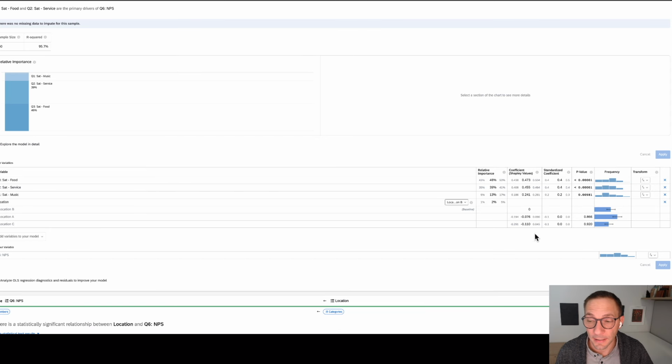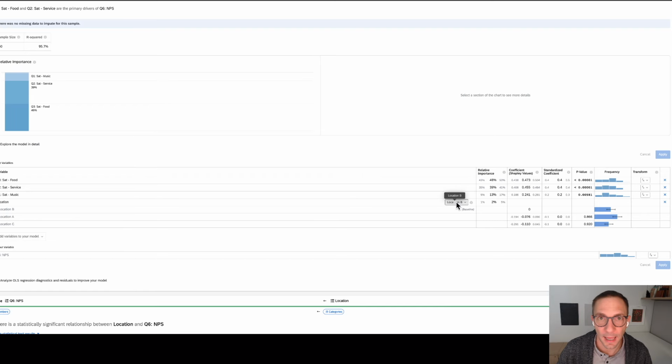Now these betas in this case are both negative, okay? So I'd say as we move from location B to location A, it drops. So they have a lower NPS for location A than location B, and they also have a lower NPS for location C than location B. All right. Of course, that's not significant, so we're just trying to understand this beta a little bit more. But that's how we would look at this.